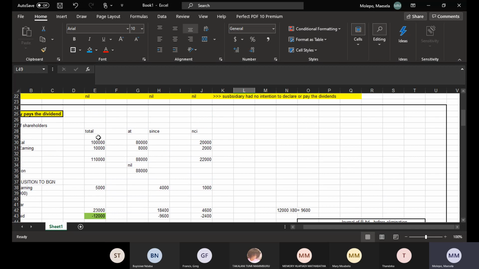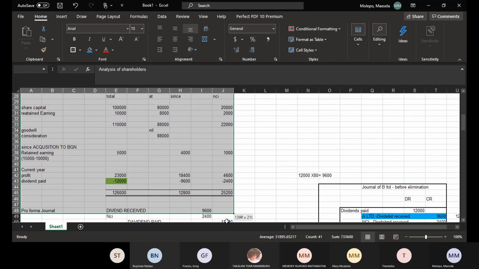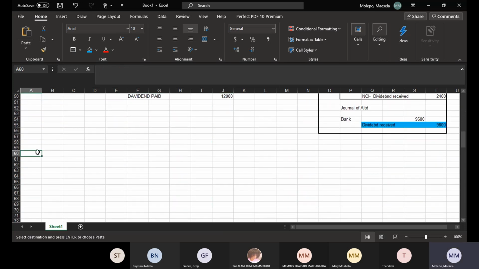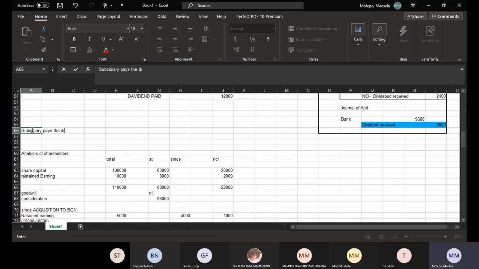So the same information that was there, it will go again. So here we have a subsidiary paying the dividend, but the parent made a provision. It will sit here. So it will be subsidiary pays the dividend. And parent made a provision.